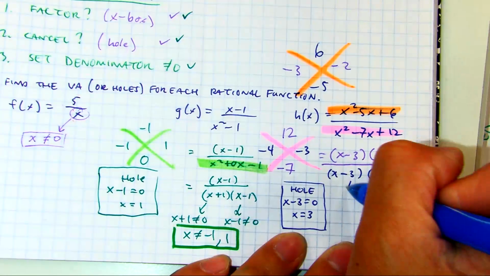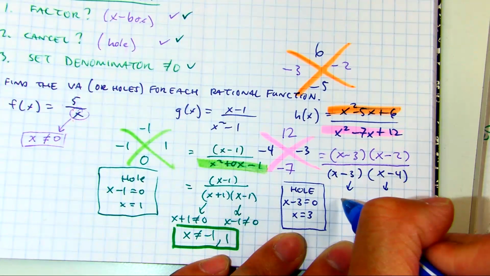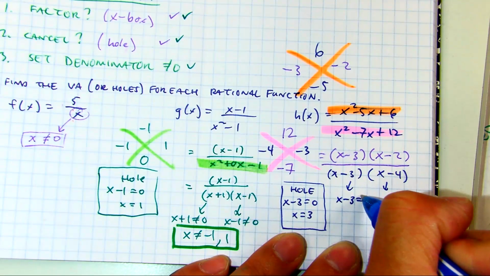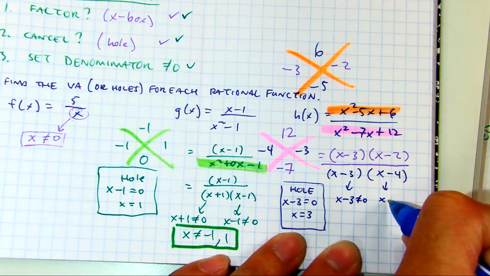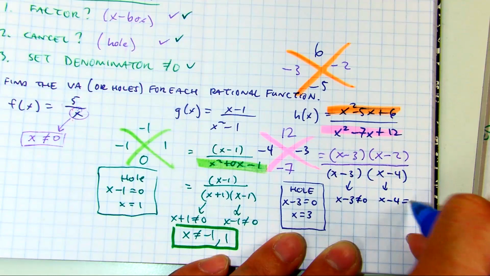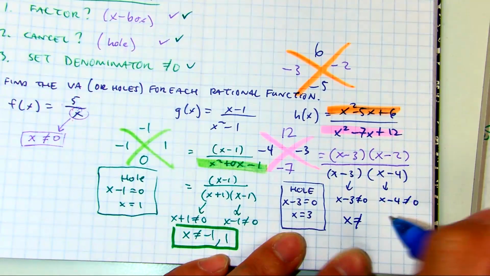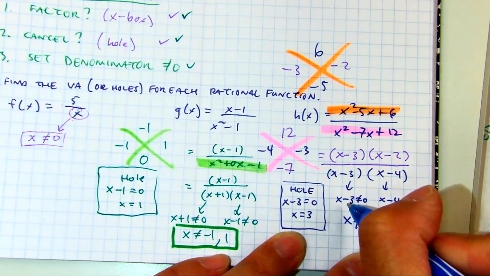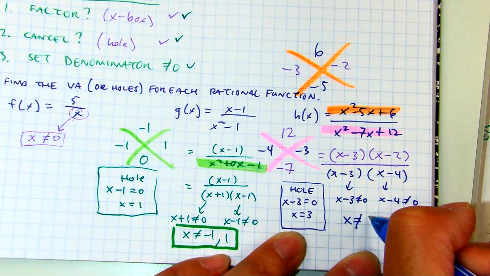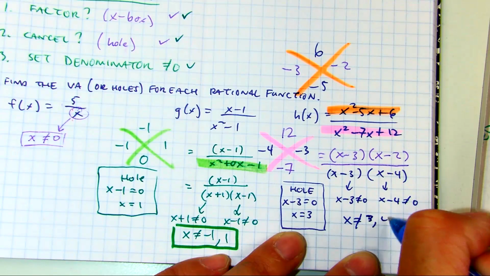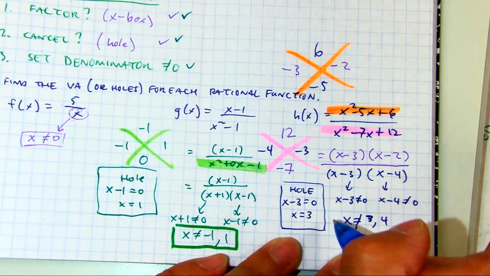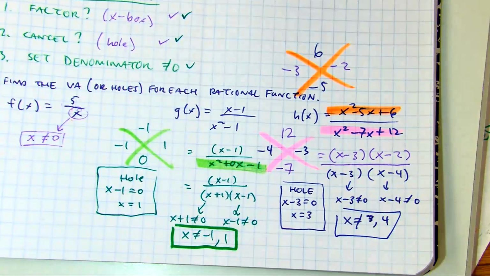Set each of those equal to 0. Not equal to 0. Remember, that just means what numbers you cannot put in for x. But we do have a vertical asymptote there. You have x is not equal to what? If you add 3 to both sides, you'll get x is not equal to 3 and 4. Okay, see what that looks like?